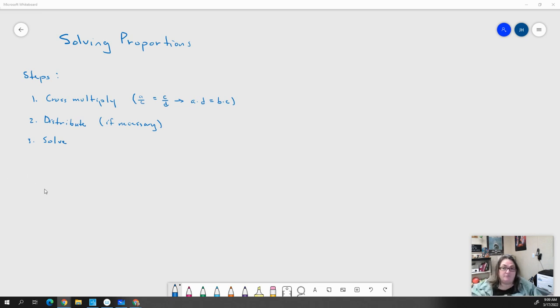So, in our first video today, our first Edpuzzle, we're going to be talking about solving proportions. I know that in the past, you have probably seen one form of this or another, but ultimately, the step to solving proportions would be to cross multiply.